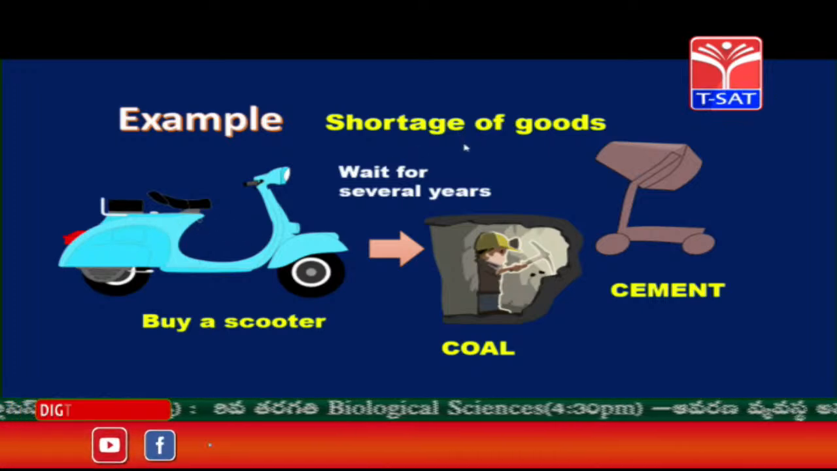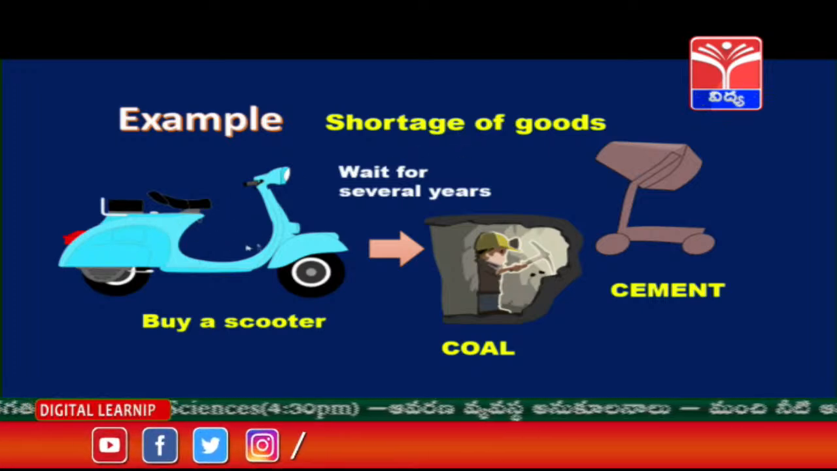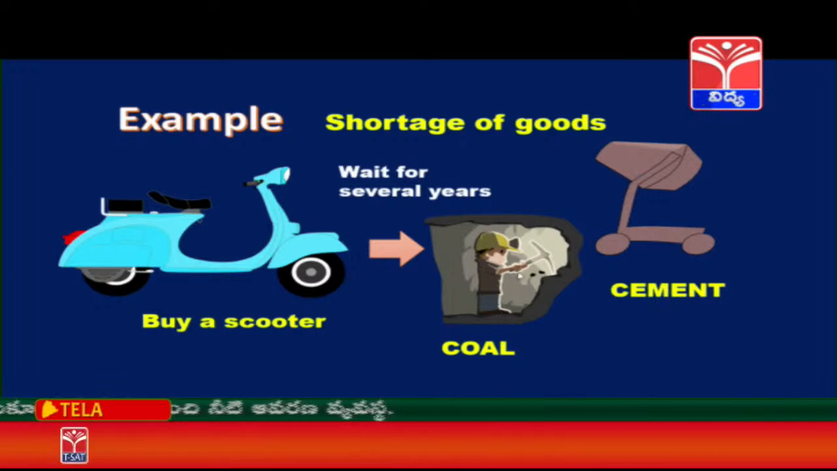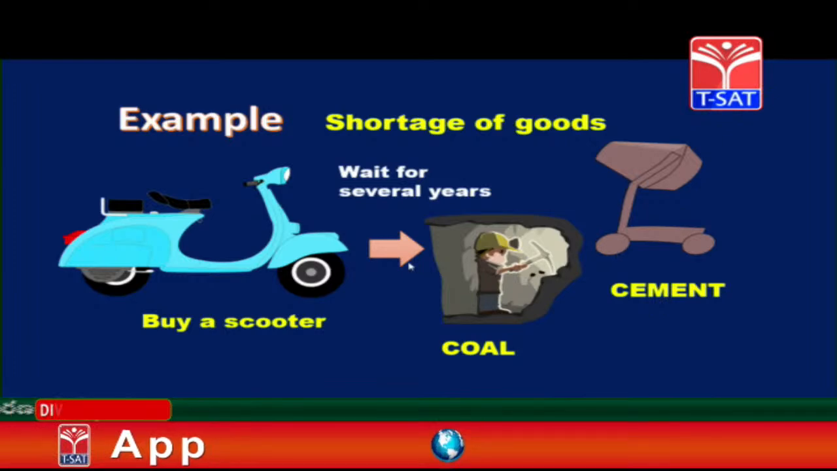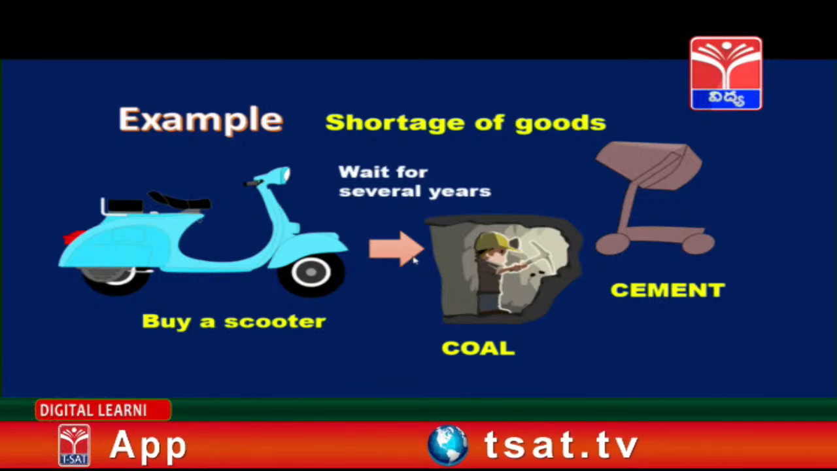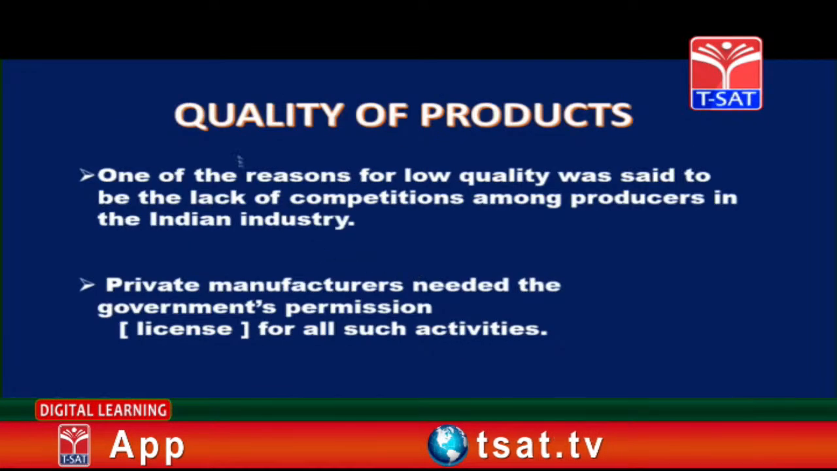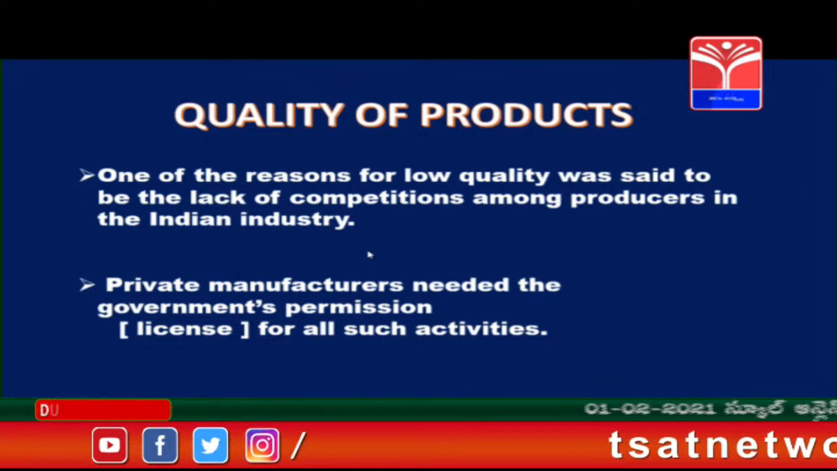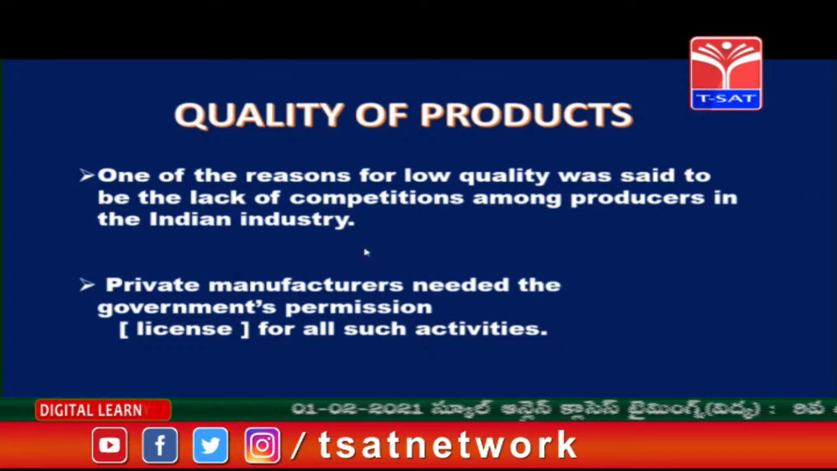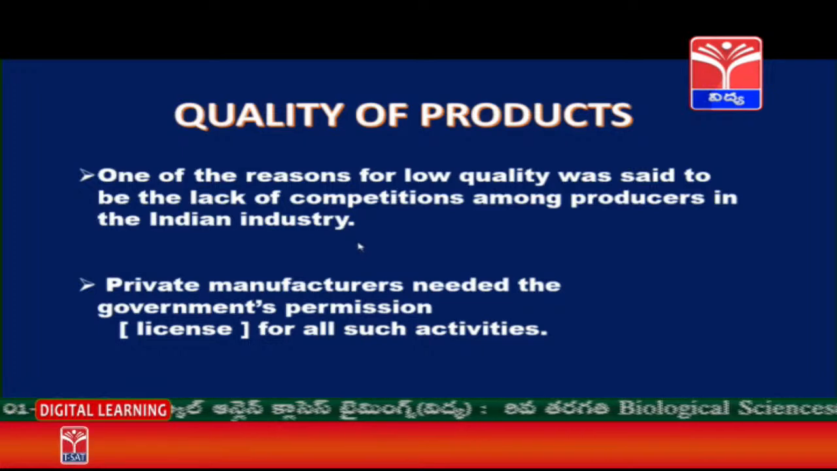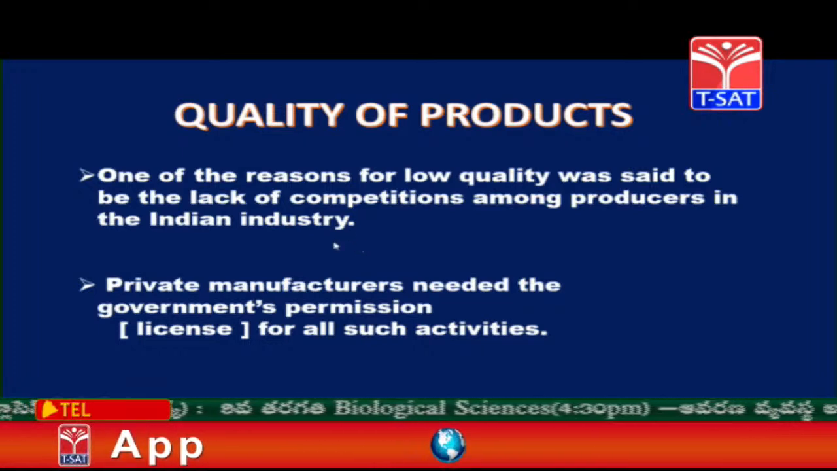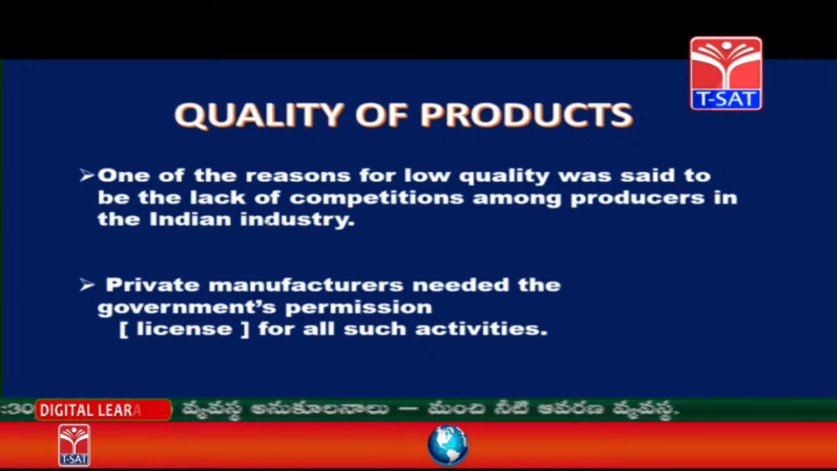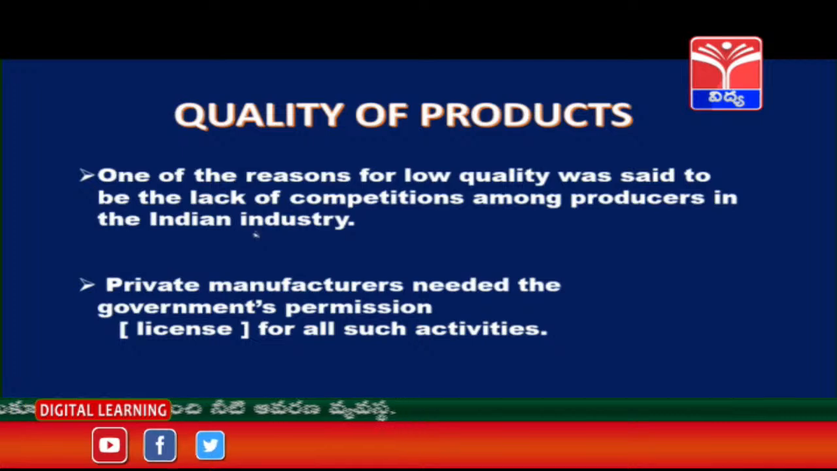So, this had led to shortage of goods, and not only vehicles, even for coal and cement this problem has arisen. This is mainly due to the control of prices by the government. Quality of products was also not so good because of the lack of competition. There was no competition among the producers, and private companies had to take license from the government. So, this has reduced the quality of products.